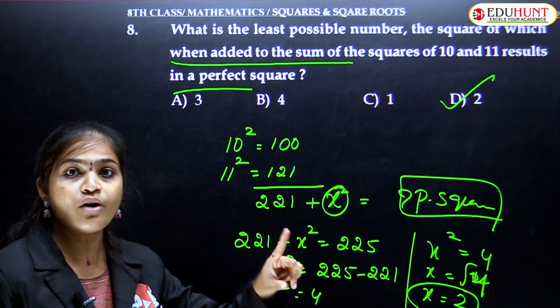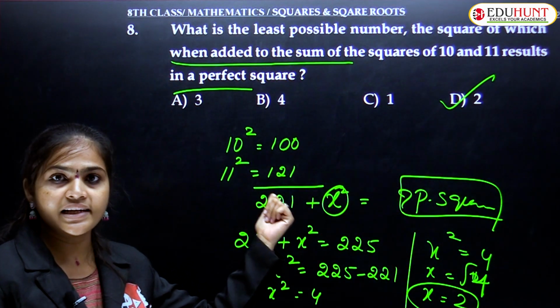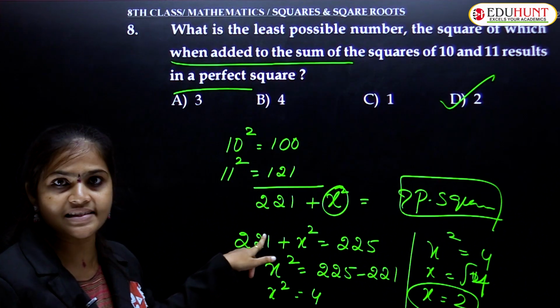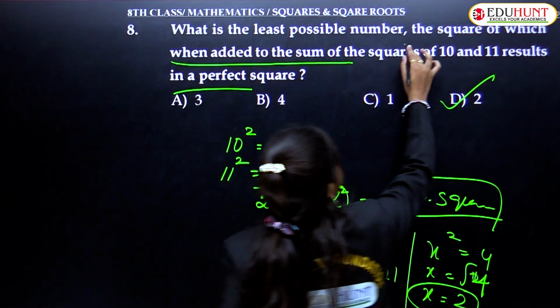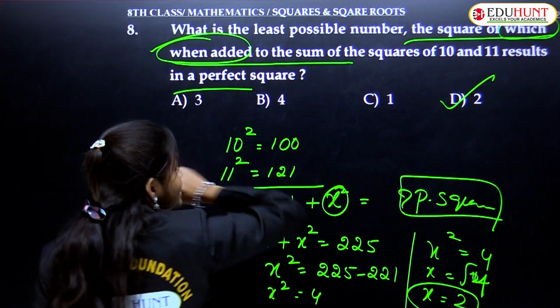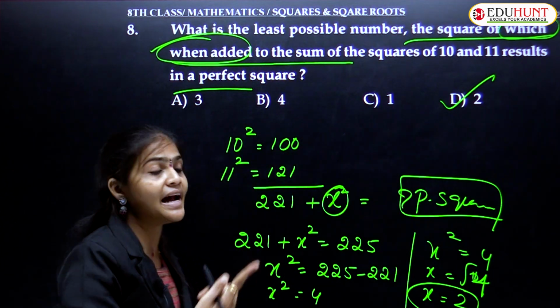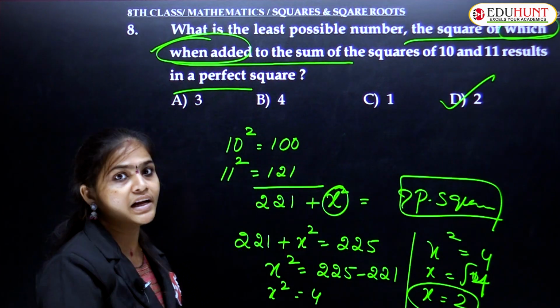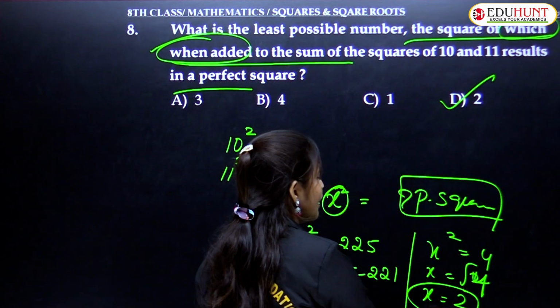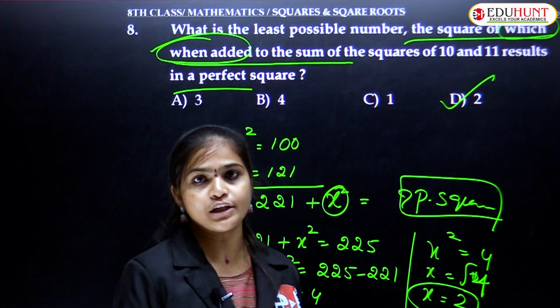Understand? Square of which number they are asking. They didn't ask which number we have to add to this number, in that case 4 is the answer. But here the question is the square of which number, when added to the sum of the squares of 10 and 11. Understand? So in this case, what is the value of x here? So x is equal to 2.